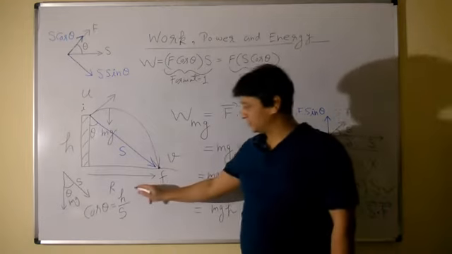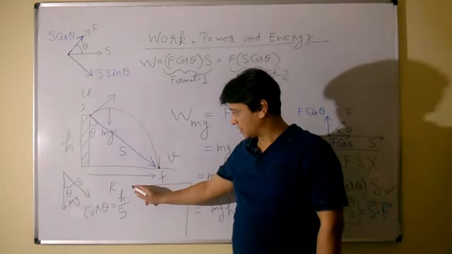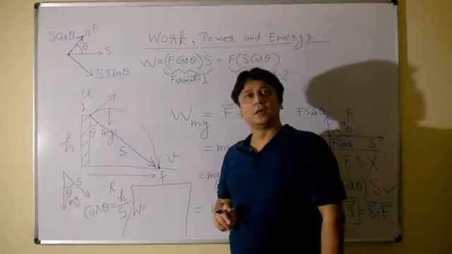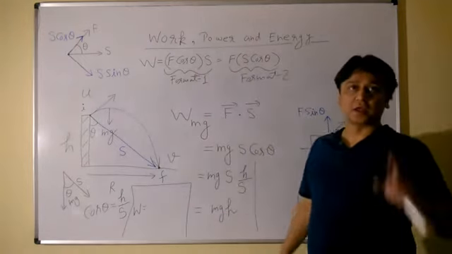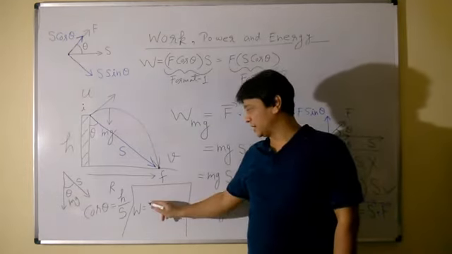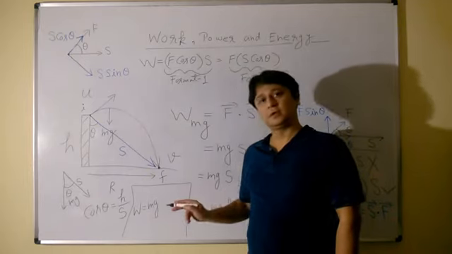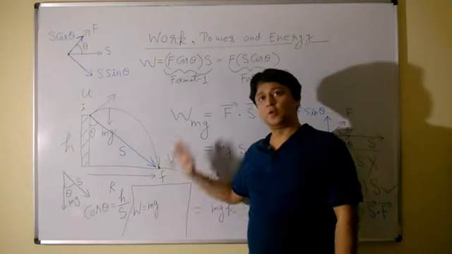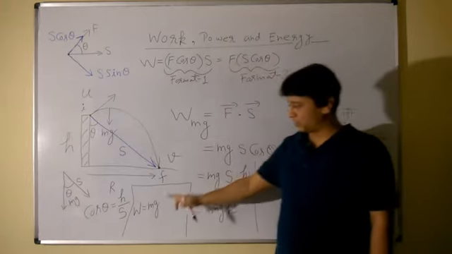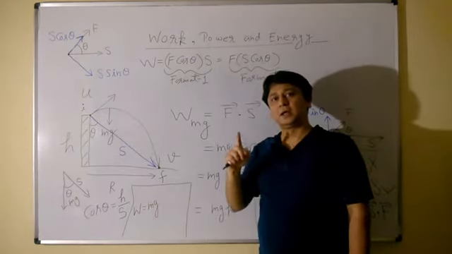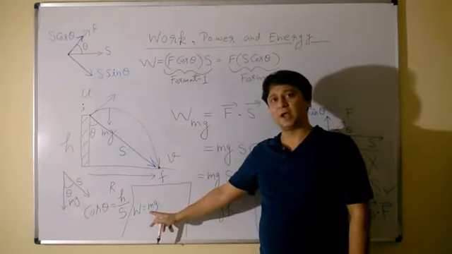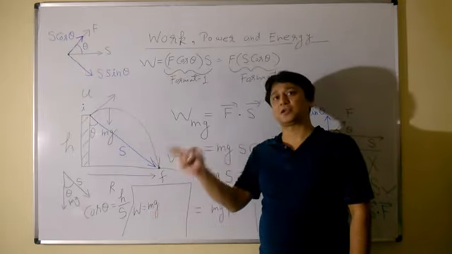What is the second method? Look here. We need work. जो फॉर्मेट डेवलप किए इनका क्या फायदा है उसकी तरफ चलते हैं. वर्क फाइंड करना है. किसका वर्क फाइंड करना है? mg. इसका वर्क फाइंड करना है mg. What is format 2? Format 2 says work is what? Force multiplied by displacement in the direction of force. Remember this. Force multiplied by displacement in the direction of force.